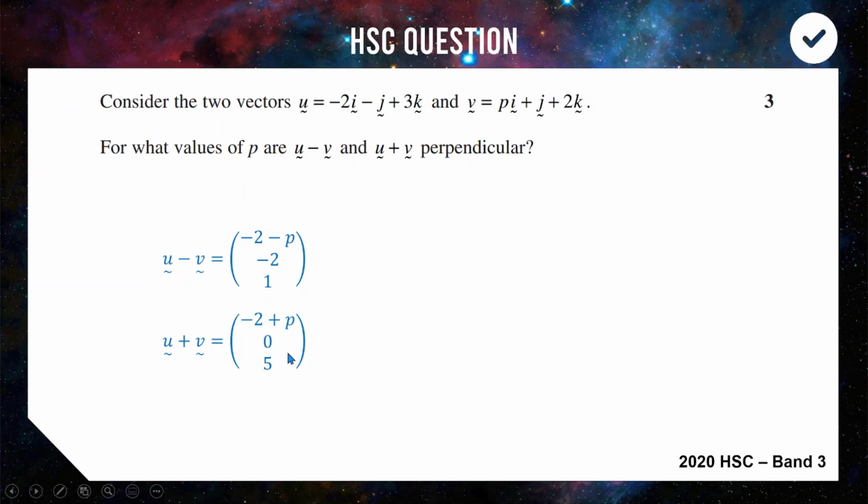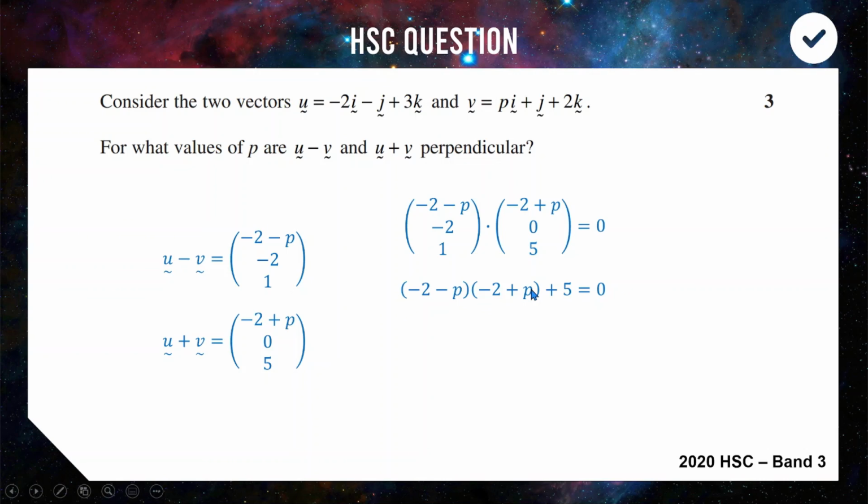All right, now if these two vectors are going to be perpendicular, as we saw before, perpendicular vectors have a dot product of 0. So we can set this dot this equal to 0, and now we can make up a little equation to solve. So we have minus 2 minus p multiplied by minus 2 plus p, plus 0 plus 5 is equal to 0. We can expand this quickly with a difference of two squares. So we have 4 minus p squared plus 5 is equal to 0. Solving this, we end up with p squared equal to 9, which tells us that p must be equal to positive or negative 3. Well done if you got the same answer as me.